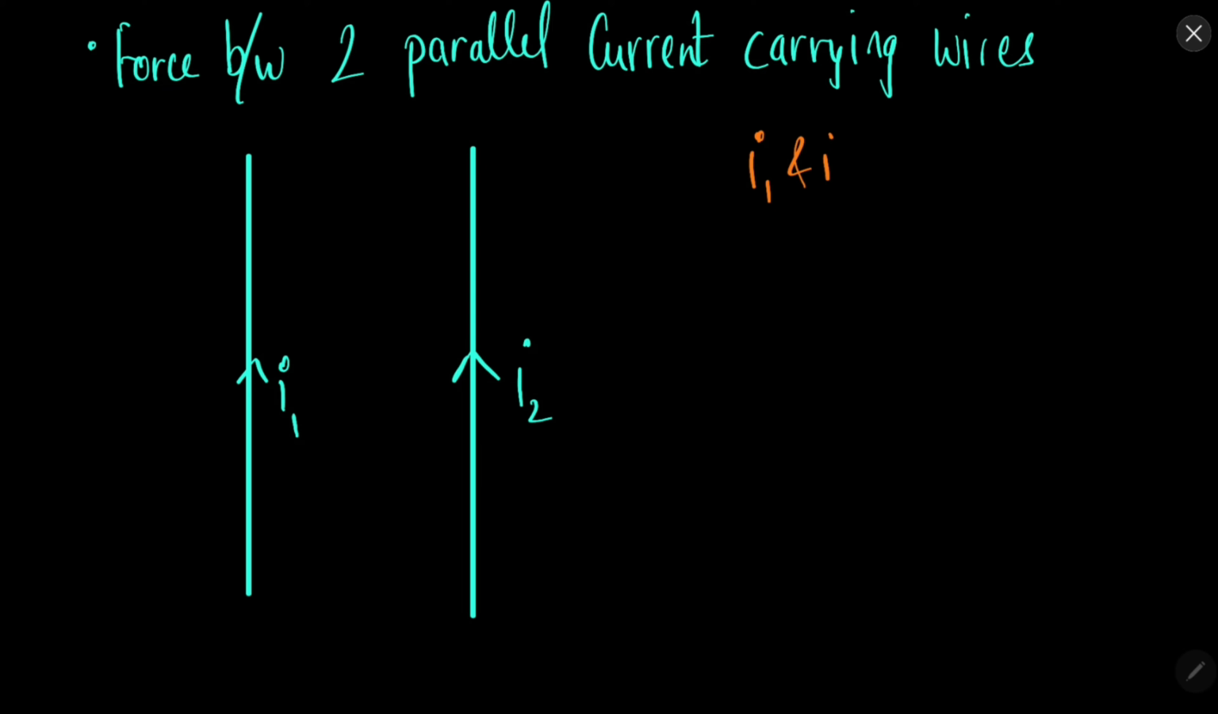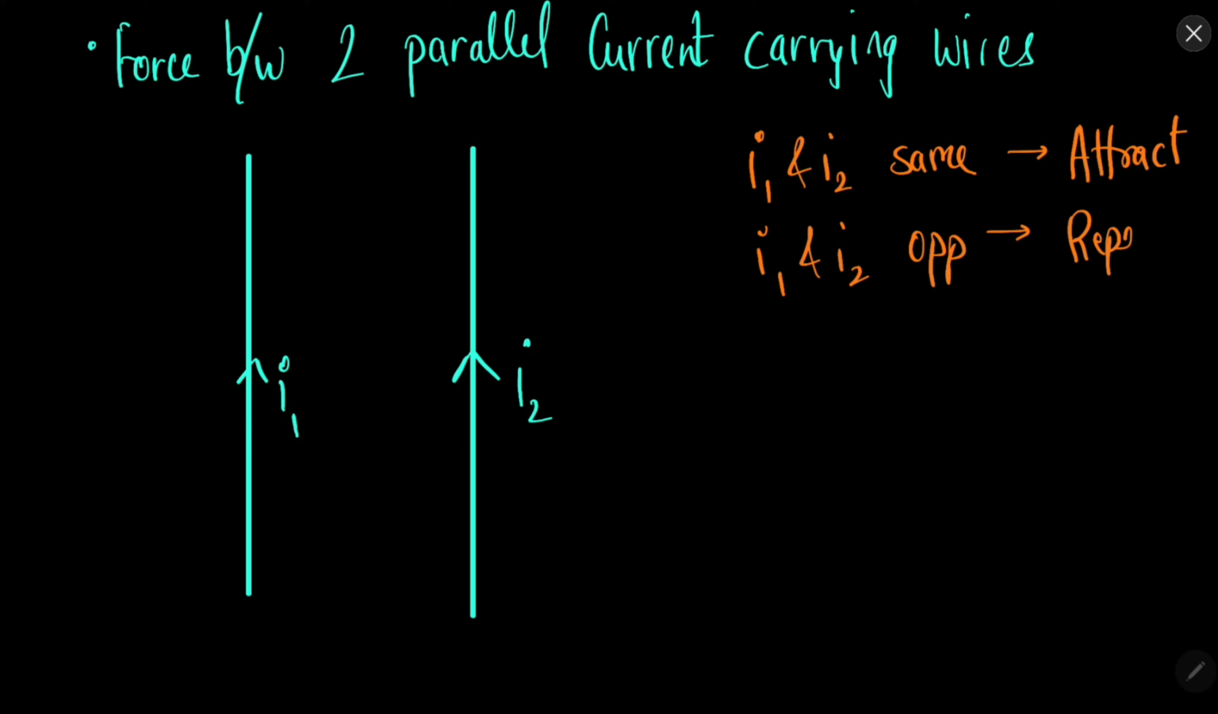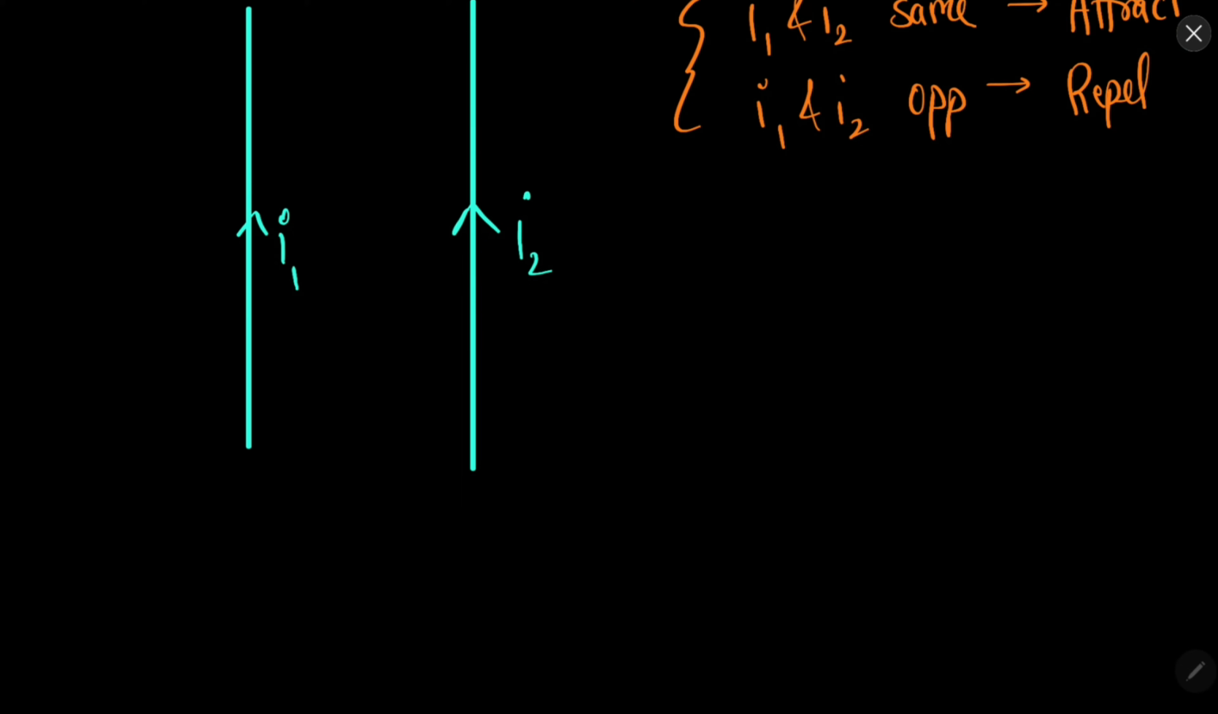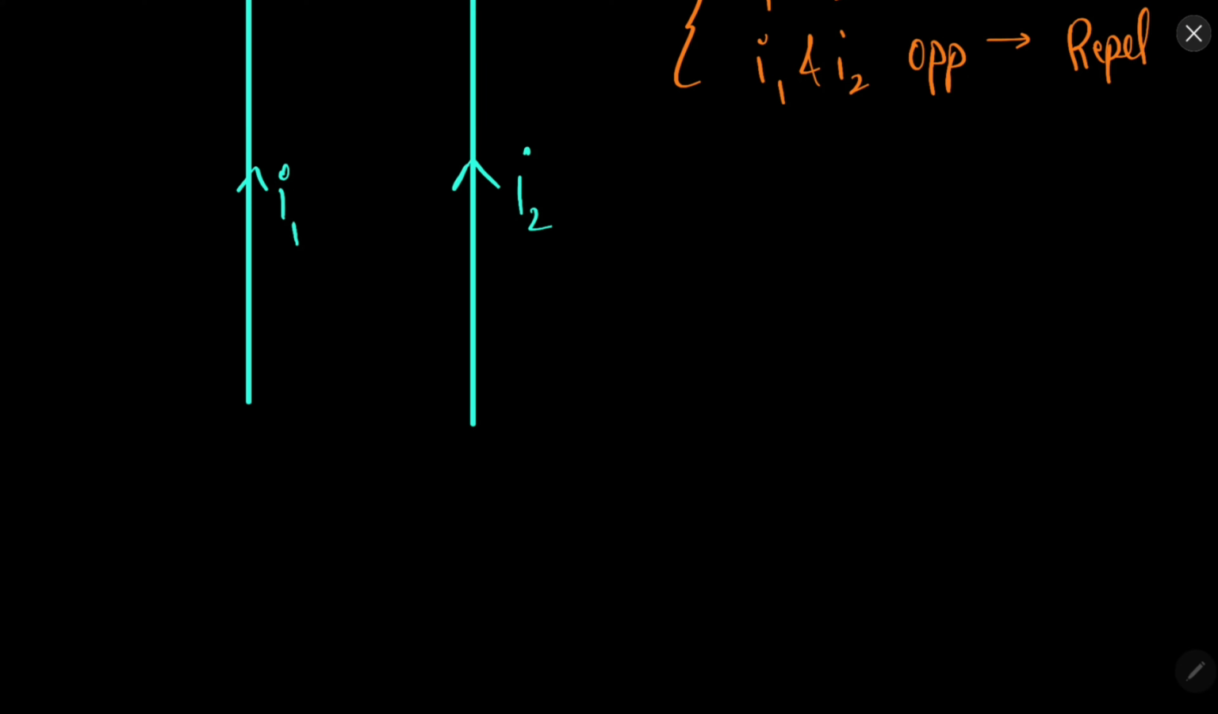I1, I2 in the same direction, then they will attract each other. If I1, I2 are opposite to each other, then they will repel each other. If the current is like this, the wires will repel. So here the force has to be found out.